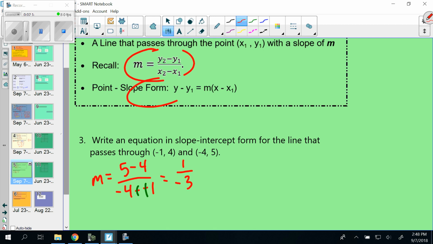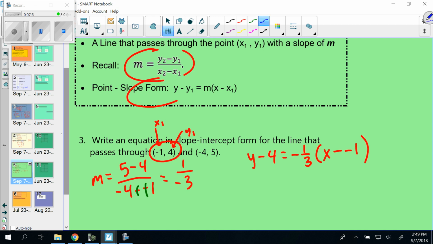Now to find the equation, we've got a slope and we've got 2 points. It doesn't matter which point you use. You can use either one, and you can get the equation. I'm just going to pick this first one here. You'd get the same thing if you picked the other point. It doesn't really matter. Okay, so start with point-slope form. Our y1 is going to be 4. Our slope is -1/3, which we just found. And our x1 is -1.